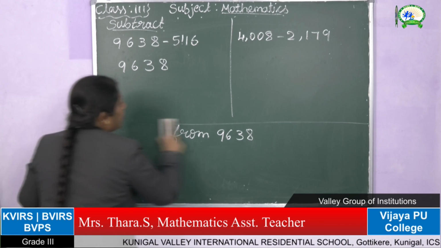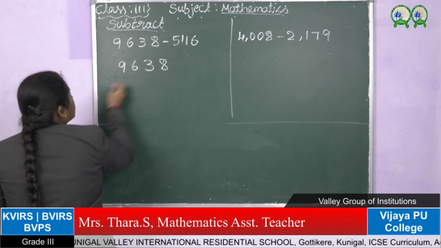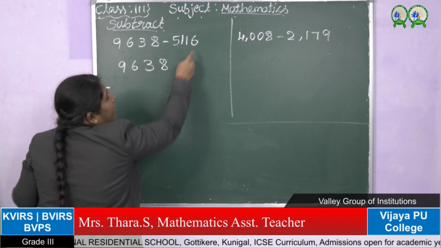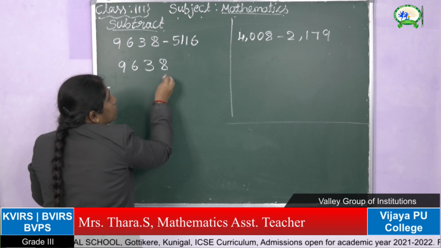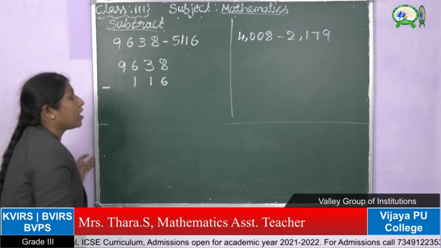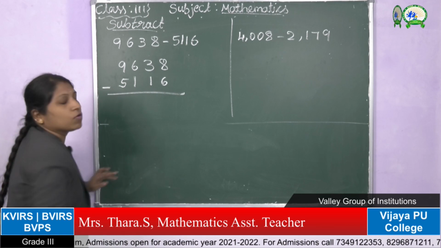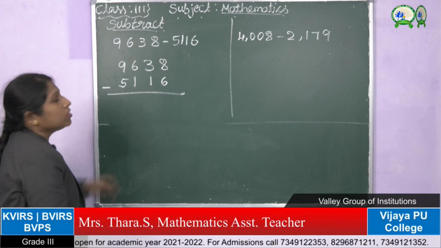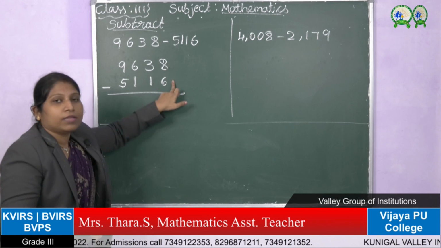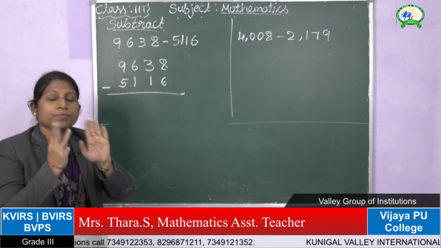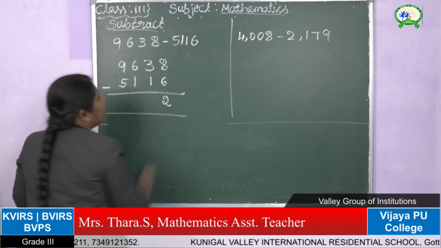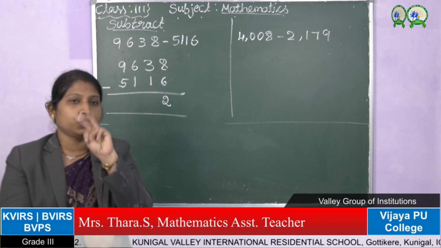9638. Okay. And then write the minus sign here, and arrange the other number in the subtrahend according to their places. 6 is in ones place, 1 is in tens place, 1 is in hundreds place, and 5 is in thousands place. Okay, let's start to subtract. 8 we have, 6, 8 is the bigger number, so subtract 6 from 8. What will you get? 2 right now. And then 3 minus 1, 2.